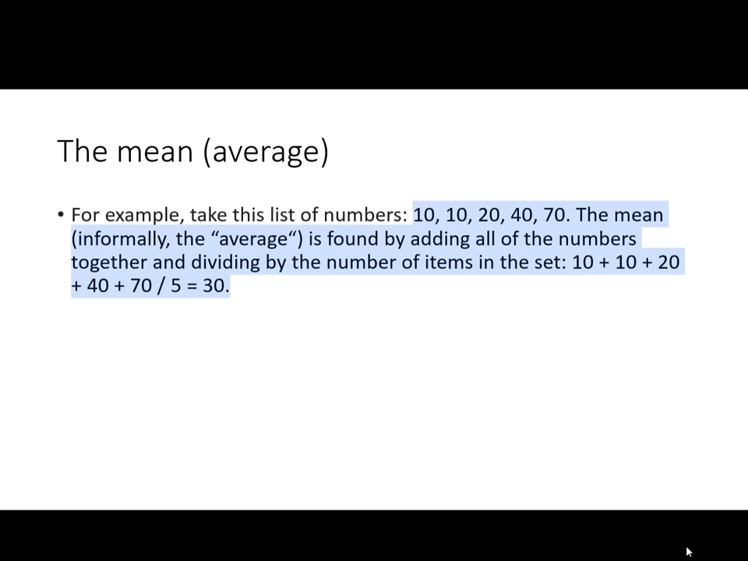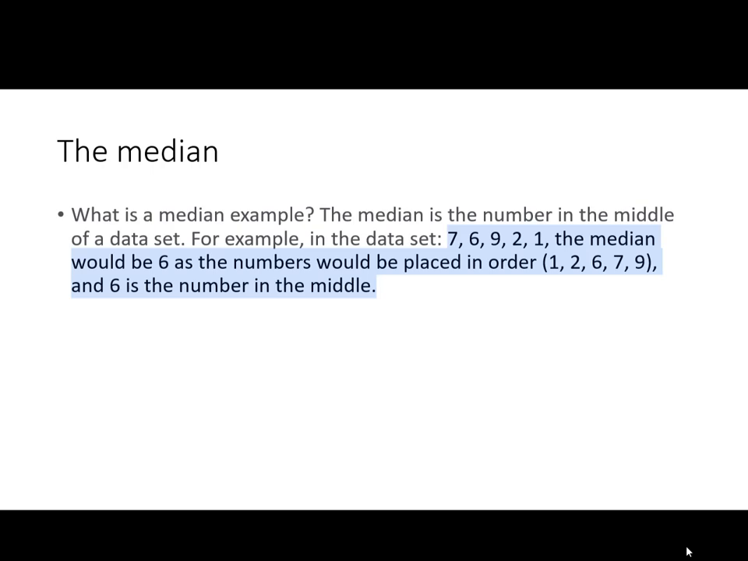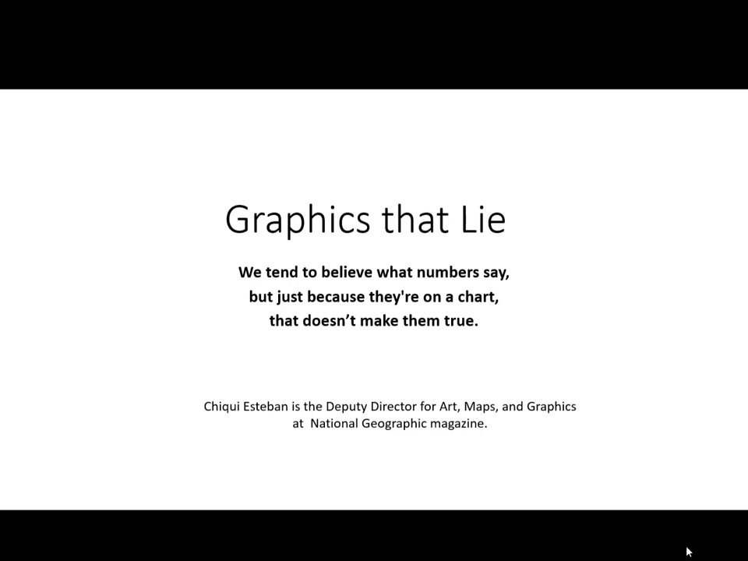Explanations. The numbers 10, 10, 20, 40, and 70. The mean, called informally the average, is found by adding all the numbers together and dividing by the number of items in the set, which brings up 30. The mode, if a set of numbers contains the following digits 1, 1, 3, 5, 6, 6, 7, 7, 7, and 8, the mode would be 7, as it appears the most out of the numbers in the set. The median, if the numbers are 7, 6, 9, 2, and 1, the median would be 6, as the numbers would be placed in order, and 6 is the number in the middle. Therefore, these 3 examples differentiate between the mean, the mode, and the median.